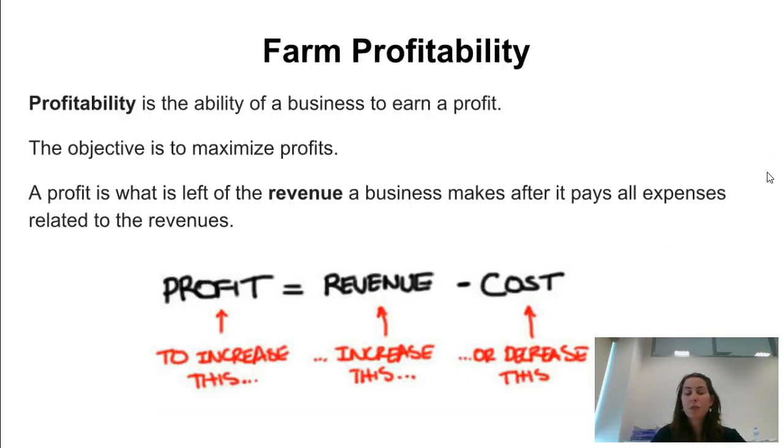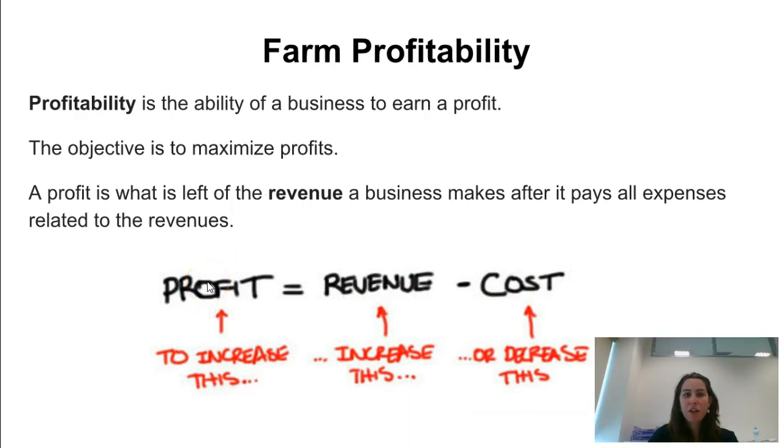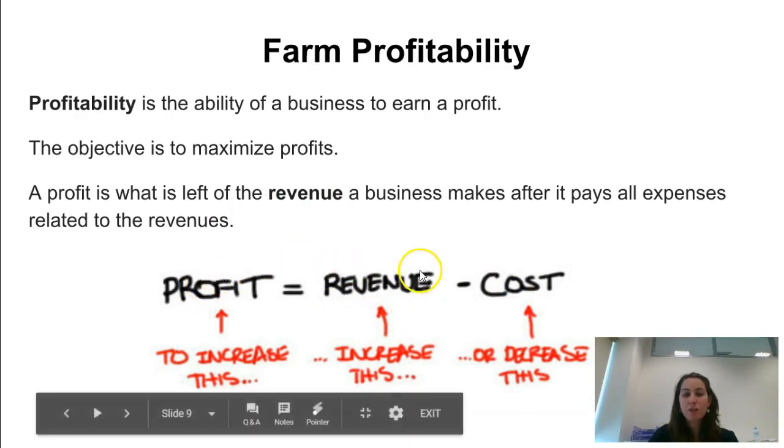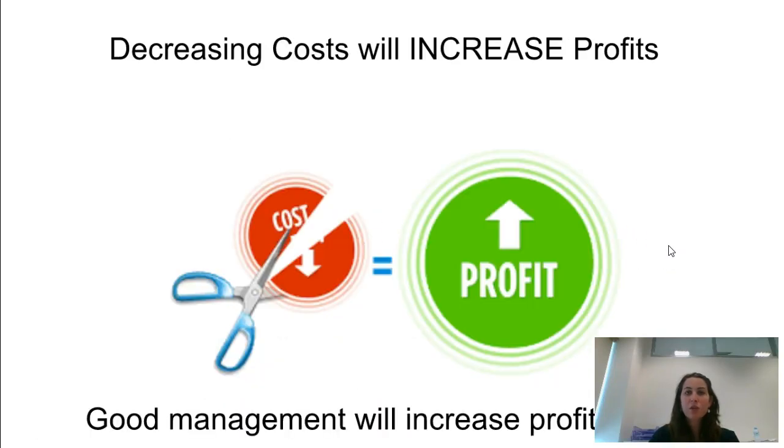In order to maximize profits, we should understand the profit equation. I want to increase my revenues or decrease my costs in order to increase my profits. The equation I always use is revenues minus cost equals profits. Decreasing my costs will increase my profits because I lower the amount that I need to pay to produce. This is generally the rule of thumb of farm management: reducing the costs.